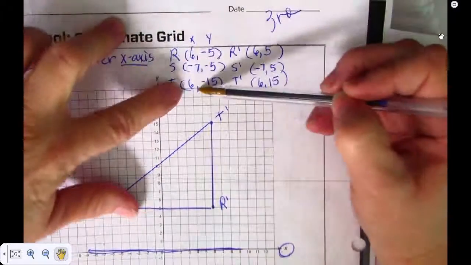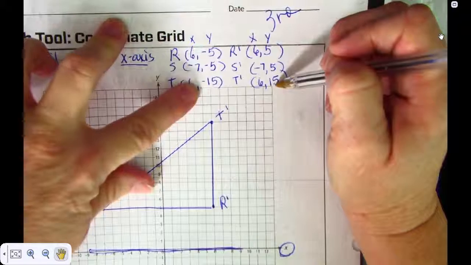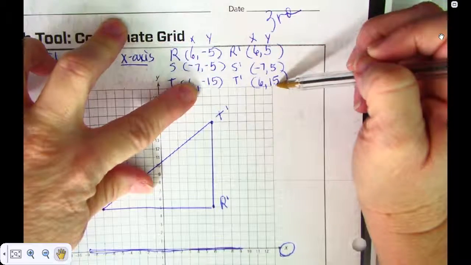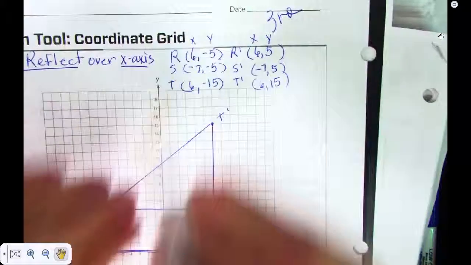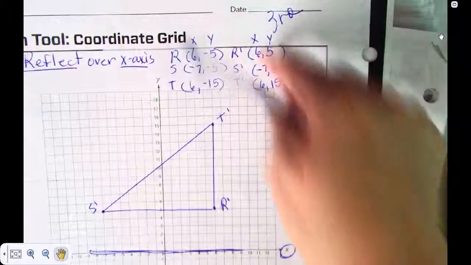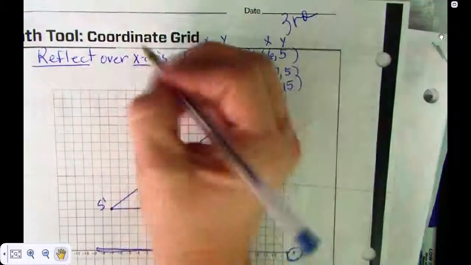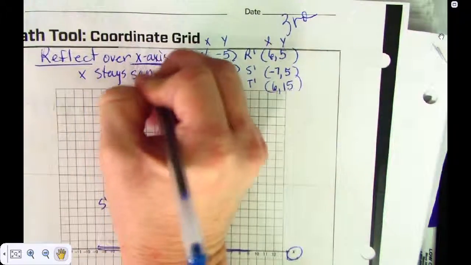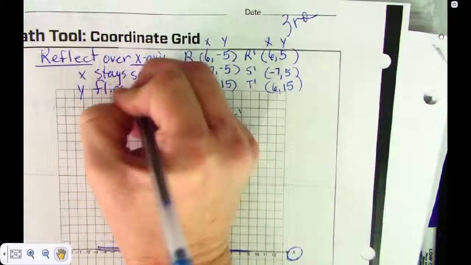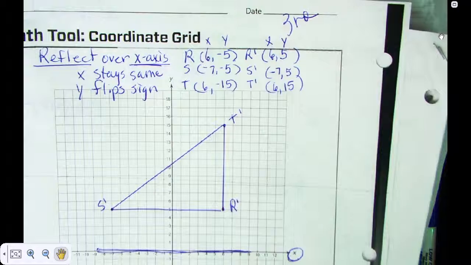Okay, good. The x-coordinates stayed the same, didn't they? But the y's flipped signs. Y'all see that? First period, I started with this triangle, and we flipped it down here, so their y's went from positive to negative. So when you're reflecting over the x-axis, the x-coordinate stays the same, but the y flips the sign. If you think about what you're actually doing, it makes sense.